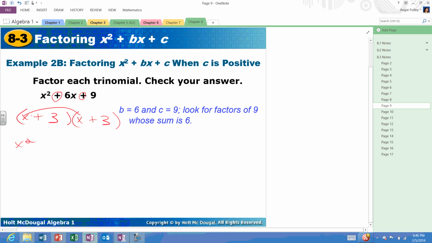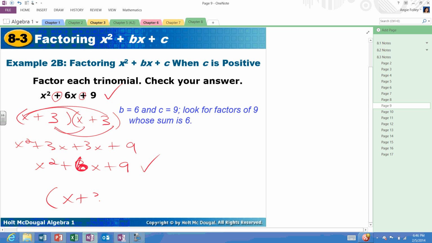X squared plus 3x plus 3x plus 9. And this simplifies to x squared plus 6x, sorry, plus 9, which is the same as the original. So the factored form of that equation, that trinomial, is x plus 3 times x plus 3.